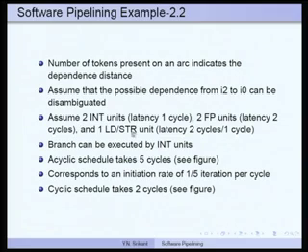So, assume that there are two integer units, each latency is 1 cycle, two floating point units, latency 2 cycles, one load store unit with load requiring 2 cycles and store requiring 1 cycle. Let us also assume that branch can be executed by any int unit, and now a cyclic schedule takes 5 cycles. I will show you this, and it corresponds to an initiation interval of only 1 by 5 iteration per cycle. There are 5 cycles. So, 1 by 5 is the iteration count, initiation rate.